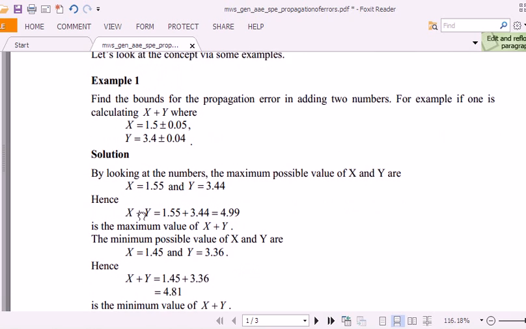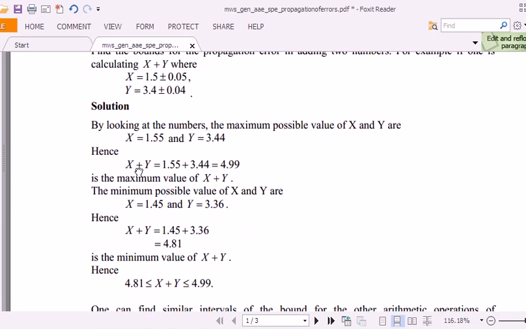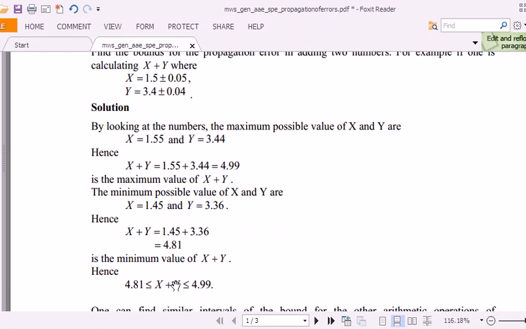And it turns out that the error in x plus y is the sum of the errors of x and y. If you look at this interval here from 4.81 to 4.99, that's an interval of length 0.18. That's twice 0.09, and notice that the errors here are 0.05 and 0.04. The sum of those is 0.09. This interval here is a plus or minus 0.09 interval, which has width 0.18.